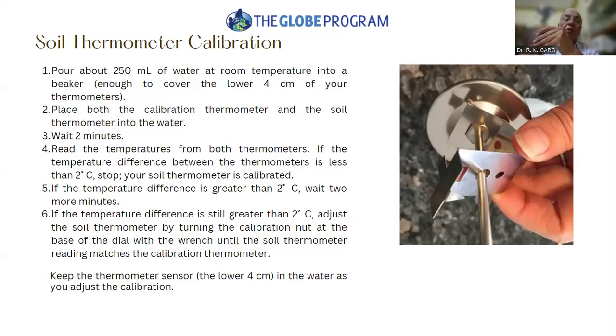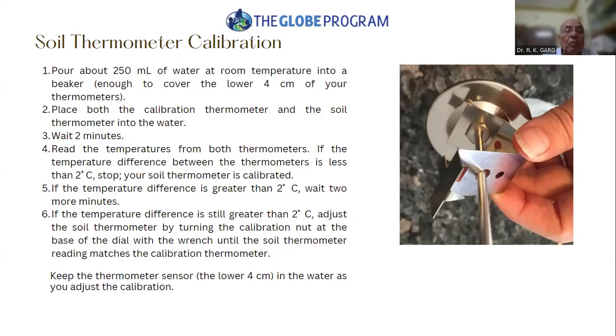Another very important point. In case the soil thermometer, even after 3, 4, 5 readings, does not show the same temperature, then we have to make it correct. Here, there is a screw. And here, we have to take a spinner. And with the help of the spinner, you can make the correct temperature.